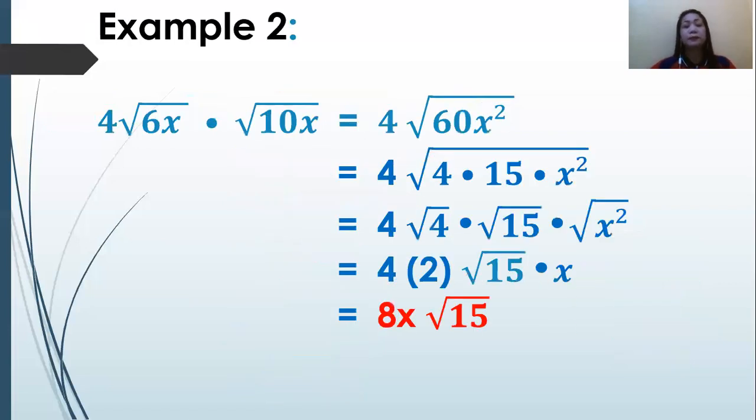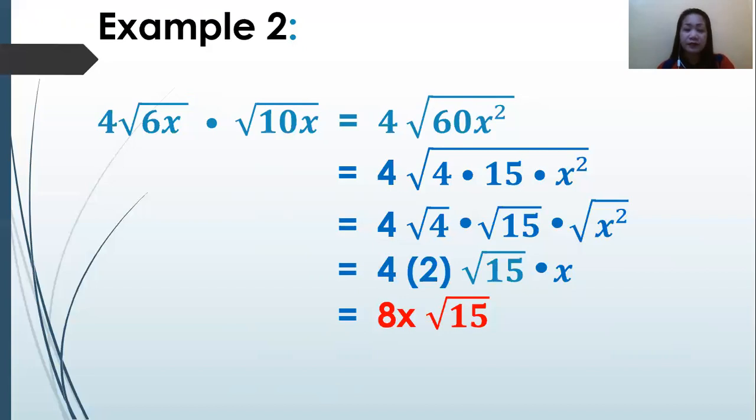Example number 2. We have 4 times the square root of 6x times the square root of 10x. Here we're going to multiply the numerical coefficients: 4 times 1, we have 4. Then radicand to radicand, we multiply 6x times 10x, so it is equal to 60x squared. Think of two numbers again for 60. We have 4 times 15x squared.